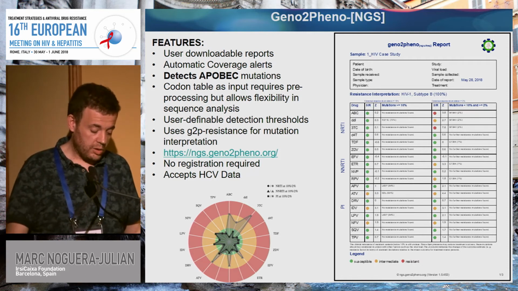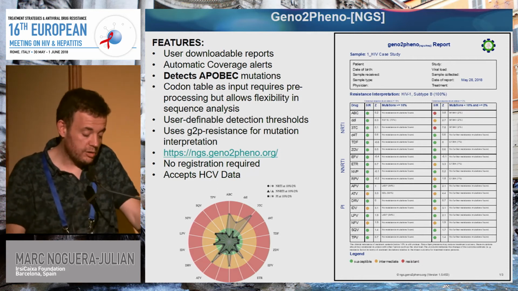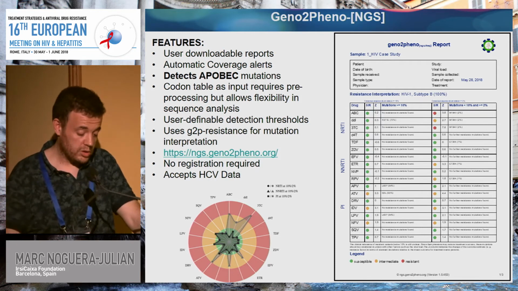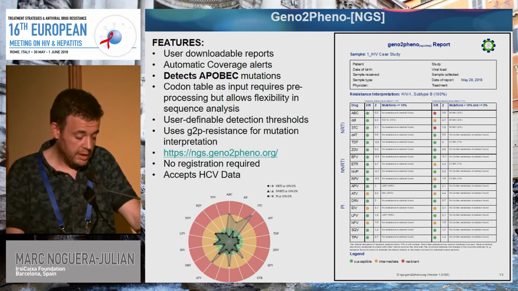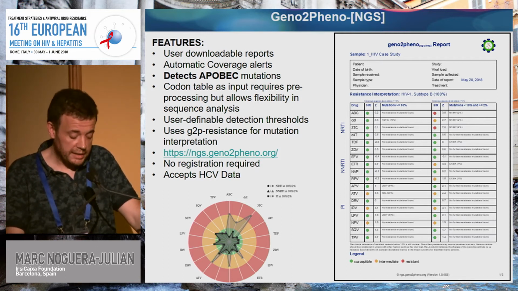And you can also define it. It uses the Geno2pheno resistance algorithm for the interpretation. It's maybe not so common because other tools tend to use Stanford. And it doesn't need any registration. And the good thing is that it also accepts HCV data.